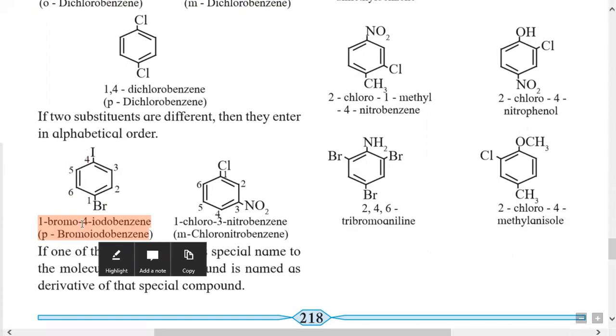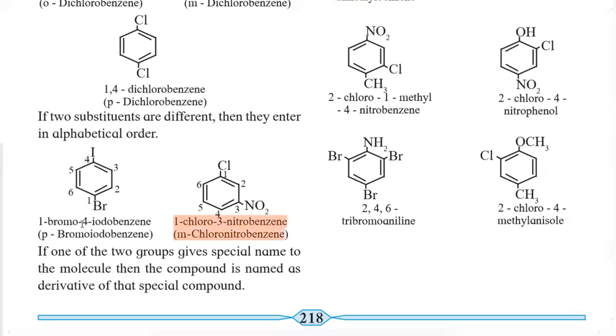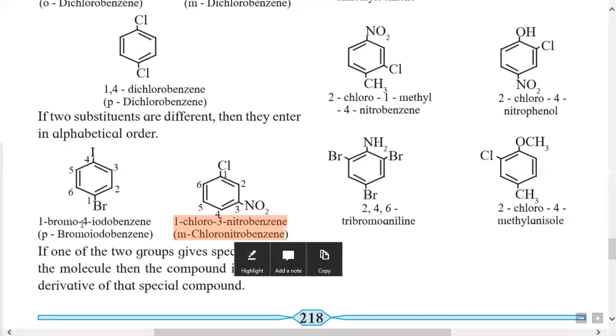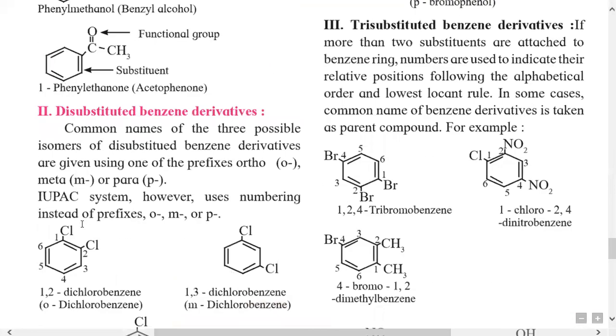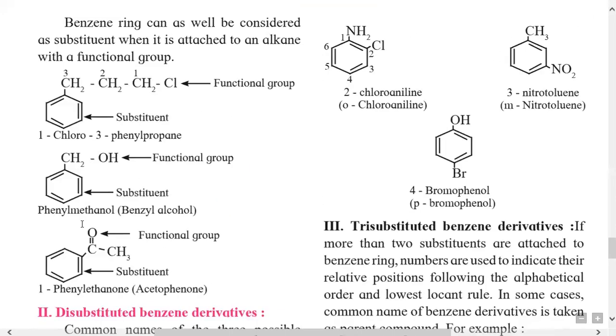Then here is a nitro and chloro in alphabetical order. The chloro comes first, therefore 1-chloro-3-nitrobenzene, and 1,3 is called meta, therefore meta-chloronitrobenzene. So in this way, names of disubstituted benzenes can be given.